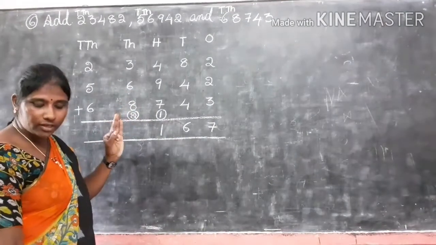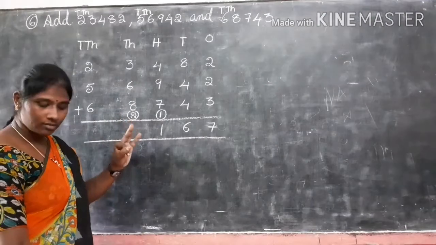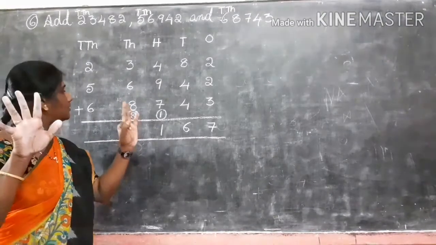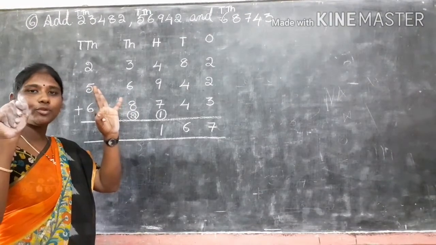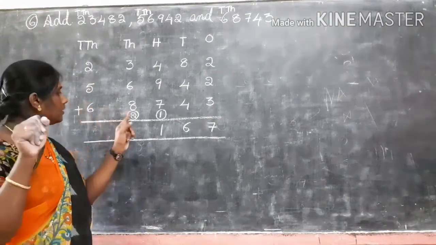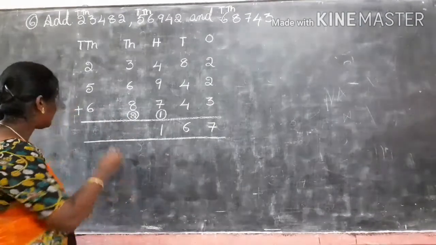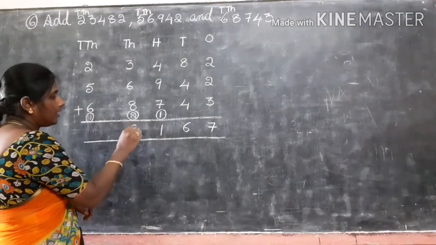Again take 8 fingers. 9 after: 10, 11, 12, 13, 14, 15, 16, 17. 17 plus 2, 19. Here 1, here 9.